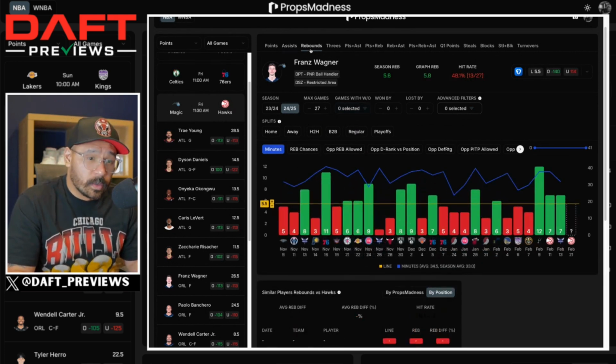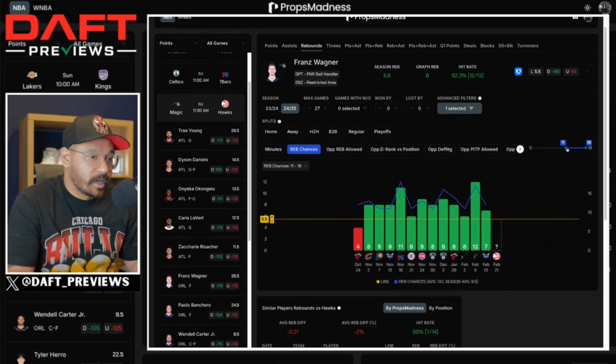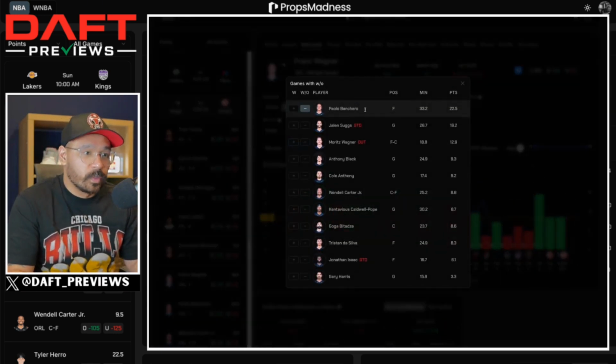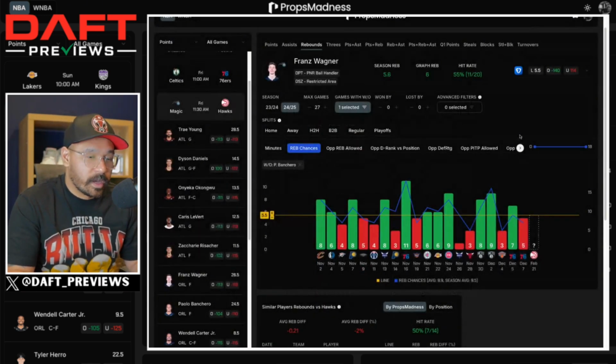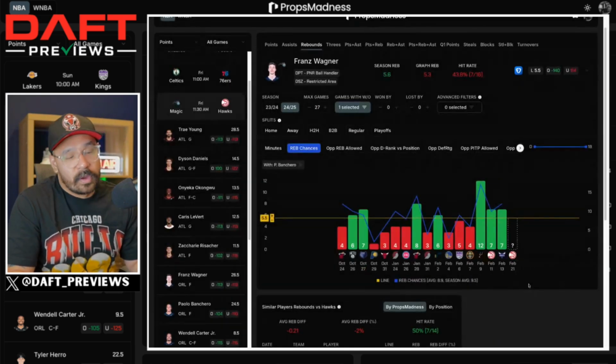You can do the same thing with rebounds. You can look at rebound chances, which are very much the same as potential assists. You can play around with it to see when he gets X amount of chances, how well does he rebound. Again, you might want to do the with and without Banchero thing. So without Banchero in the lineup, he sees 9.9 rebound chances per game. But with Banchero in the lineup, he's getting 8.9, so a slight reduction in his rebounds and assists.